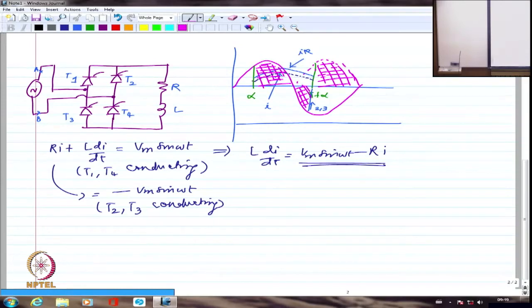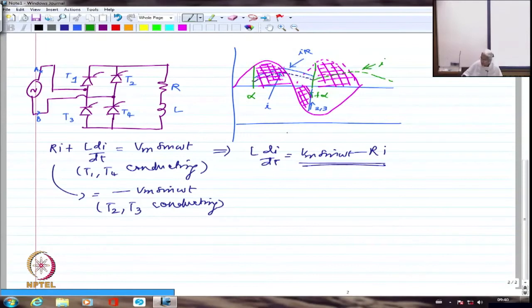The current, you can see, is oscillating between some peak value and some minimum value. It is going to repeat itself again. I have to have this repeating again. So this is going to be the current waveform.